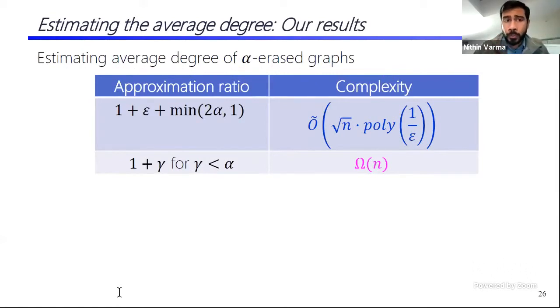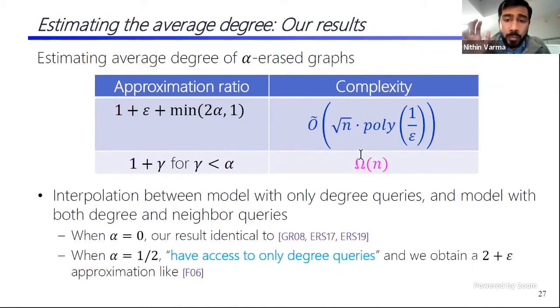And this is what we show. We show that estimating the average degree of alpha erased graphs can be done with approximation ratio 1 plus epsilon plus 2 alpha using query complexity root-n. And we show that the presence of alpha here is in some sense necessary: if you want to get a 1 plus gamma approximation for gamma less than alpha, you need to make at least omega n queries.